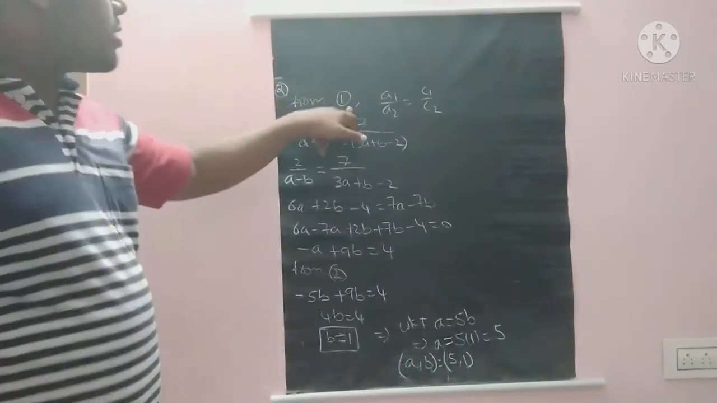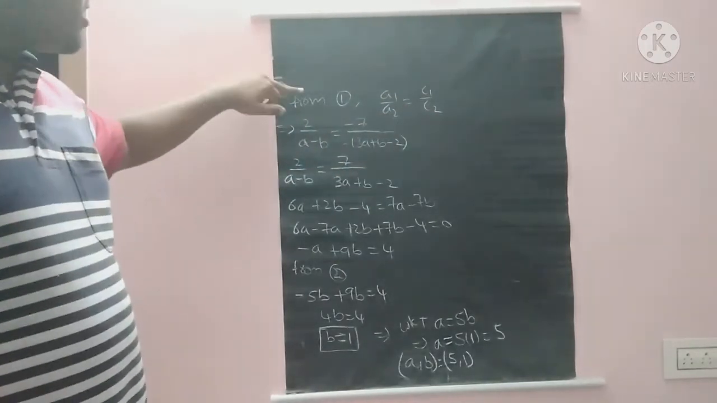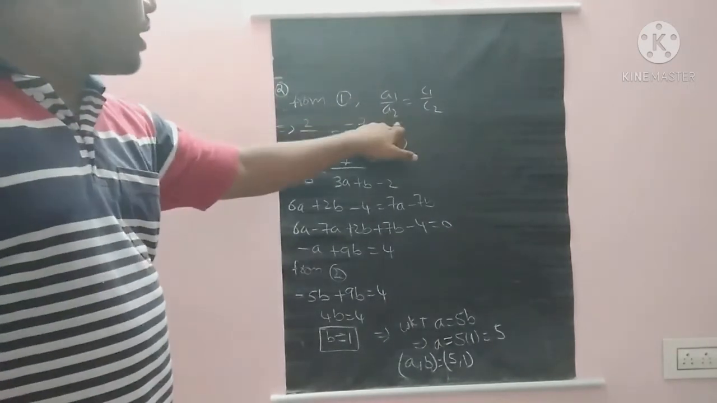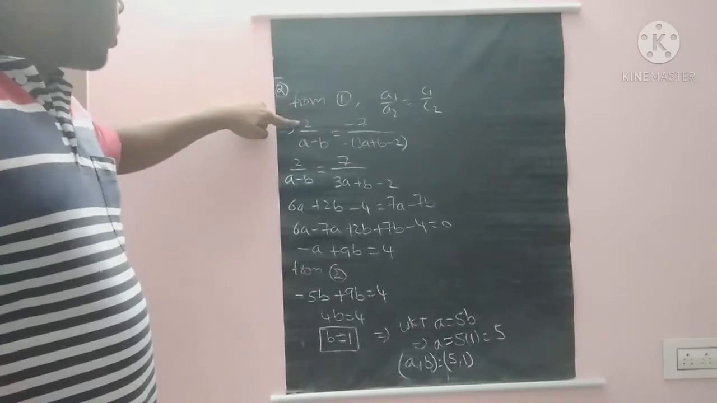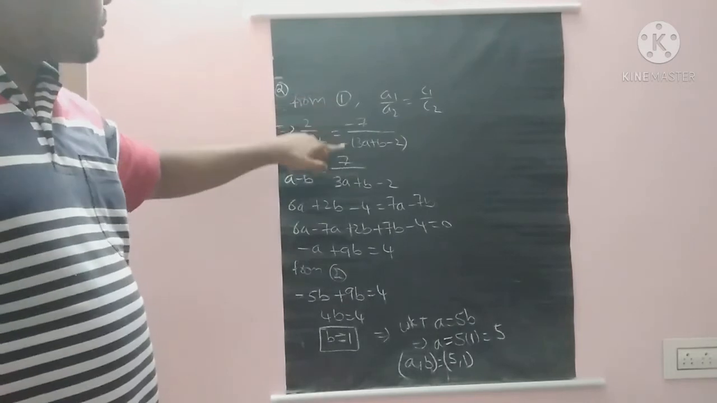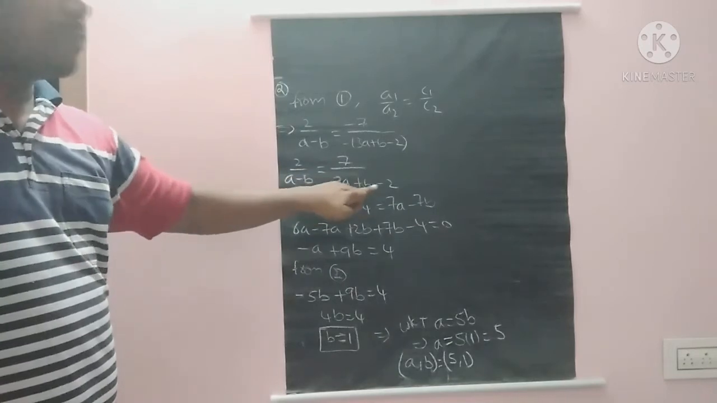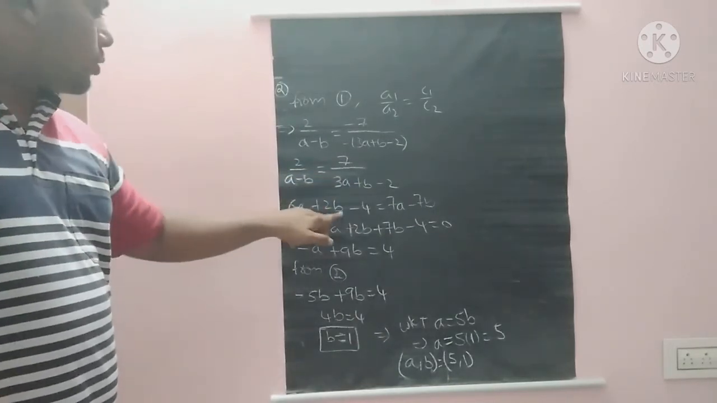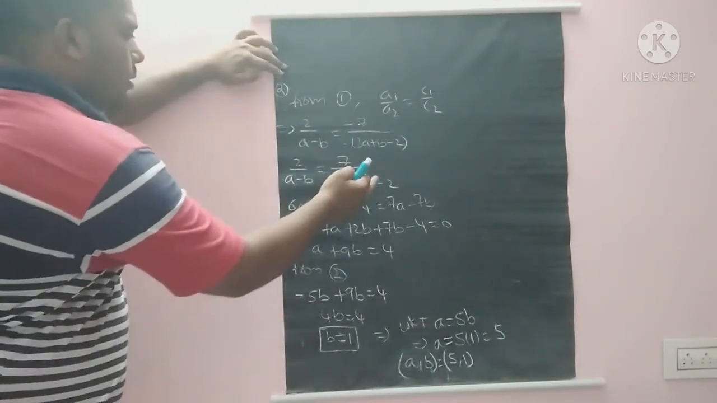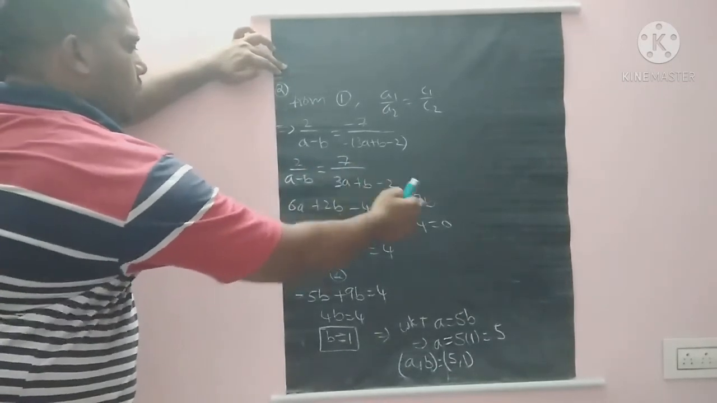See, from equation 1 we have a1 by a2 is equals to b1 by b2 equals to c1 by c2. From that I am taking a1 by a2 is equals to c1 by c2. So 2 by (a minus b) is equals to minus 7 by minus of (3a plus b minus 2). Minus minus will get cancelled. 2 by (a minus b) equals to 7 by (3a plus b minus 2). So 6a plus 2b minus 4: 2 into 3a, 2 into b, 2 into minus 2, that is minus 4. And 7 into a, 7 into minus b, minus 7b.